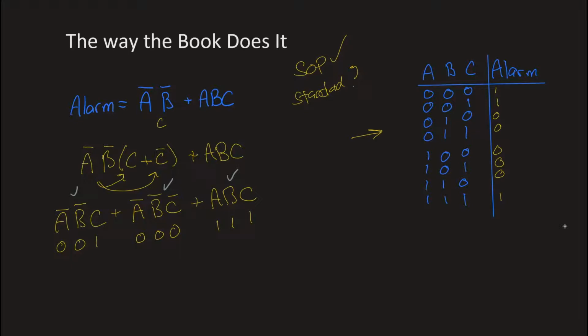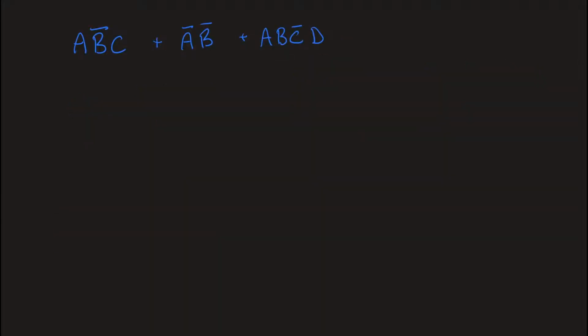Let me do one more example, the way that the book does it, just to show you why it's not very hard, but it can take a long time. Okay, so for this example here, we need to find out everywhere this circuit would be true. So our first question, is it in sum of products? And the answer is yes. Notice that it's a whole bunch of products, a whole bunch of AND gates connected by an OR gate. So it is in sum of products.